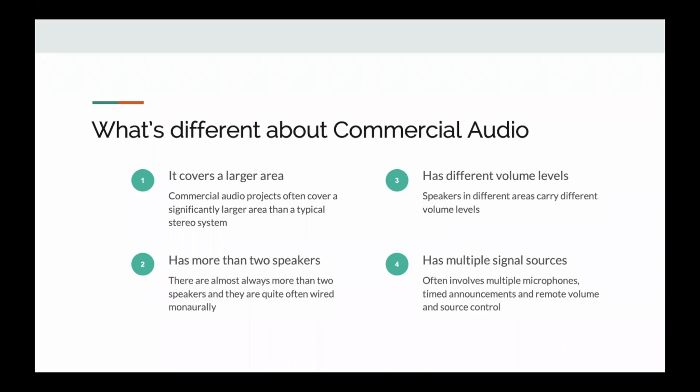So what's different about commercial audio? Well, first of all, it generally covers a larger area. Commercial audio projects often cover a significantly bigger area than a typical stereo system, and quite often are monaural. It generally has 2 or more speakers, and they're quite often wired monaurally, as I said above. Many commercial applications have different volume requirements in different areas. And generally speaking, commercial audio often has multiple signal sources. Some of those sources are devices that you wouldn't get on conventional residential audio, such as microphones, timed announcements, and remote volume source control and inputs.